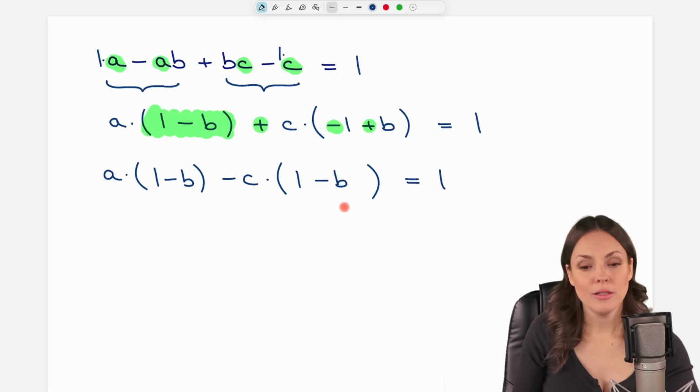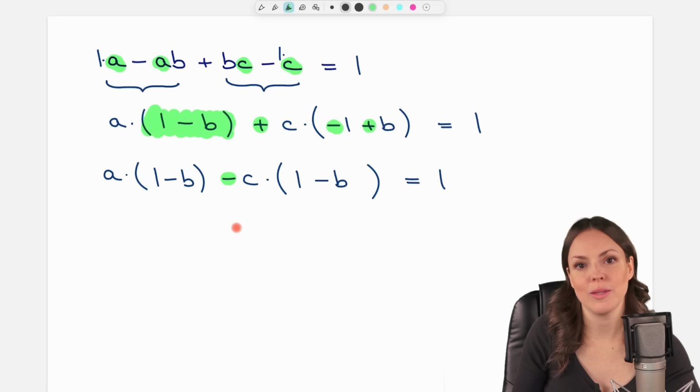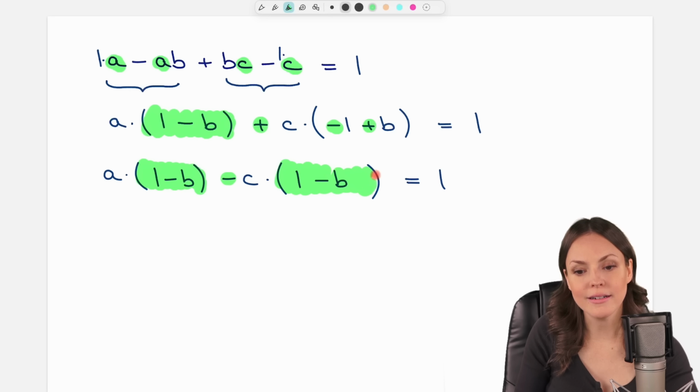Okay, why did we do all of that? Well, we still want to have our product on the left side. We want to have something times something. And we wanted to see if we could factor something out of our difference now. And here we have the same element now as we have here. So now we can factor out these parentheses.